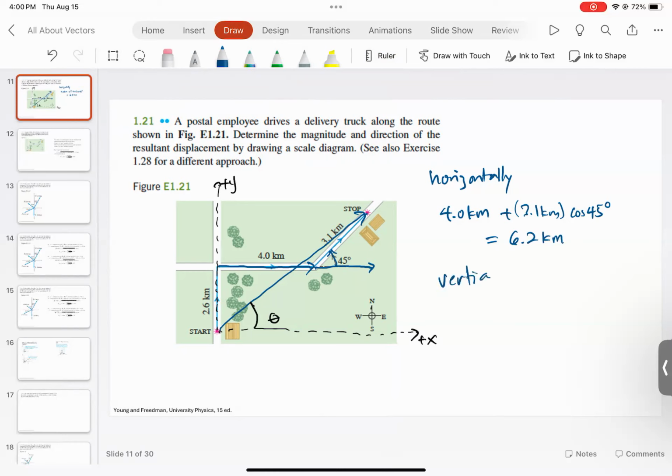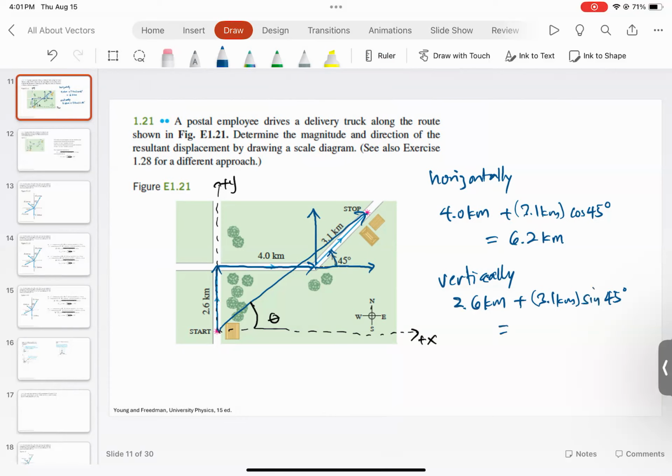Vertically, ano yung displacement? So may displacement na 2.6 kilometers. And then yung vertical displacement dahil din sa 3.1 kilometers na yun, which is ang tawag dito yung component ng 3.1 kilometers along the y-axis. So that's 3.1 kilometers times cosine ng 45 degrees. Oh, sorry, sine ng 45 degrees.